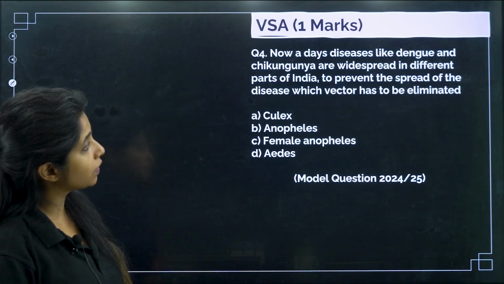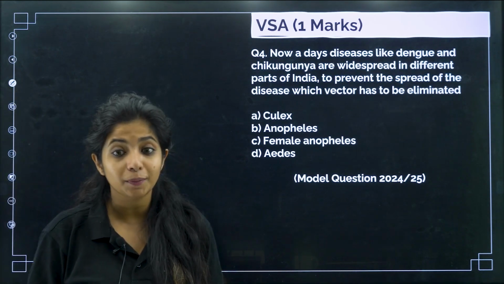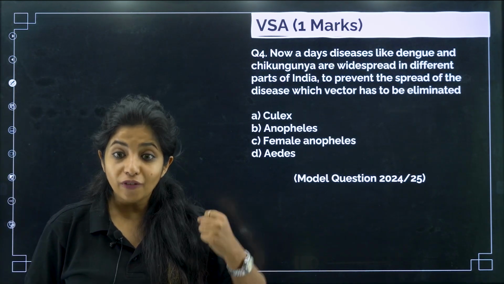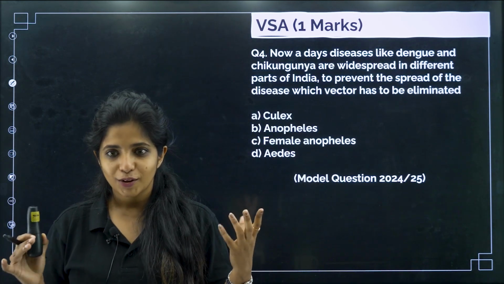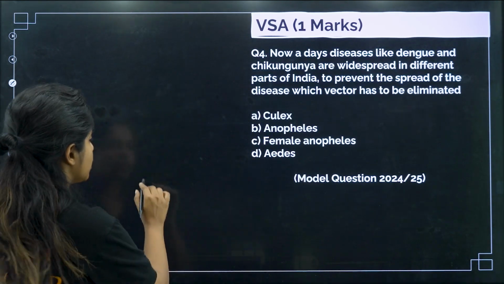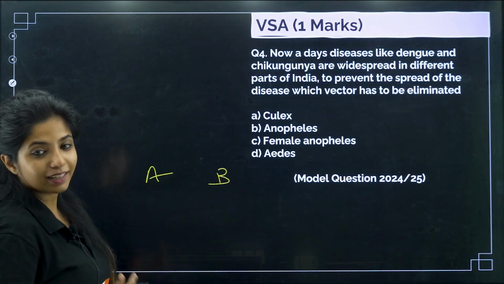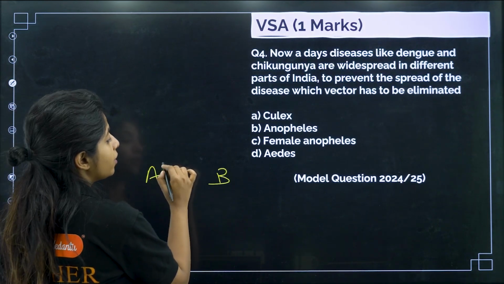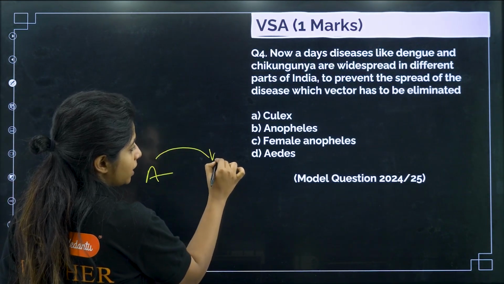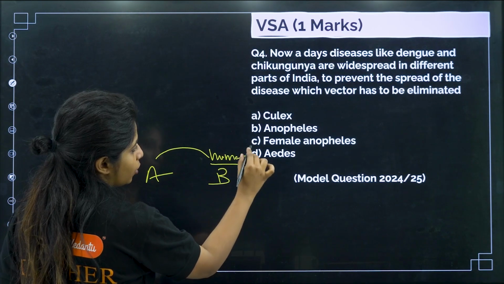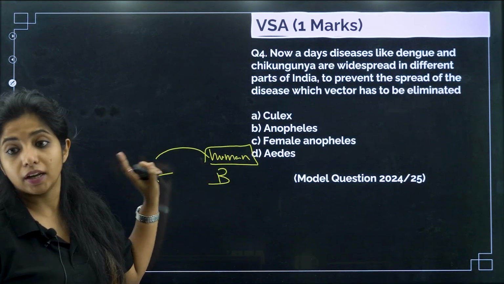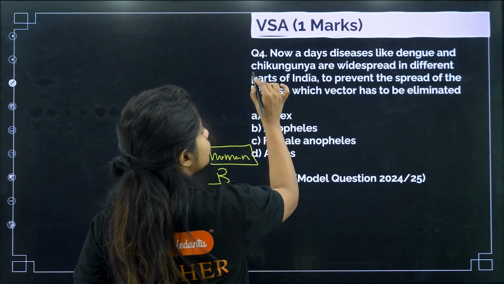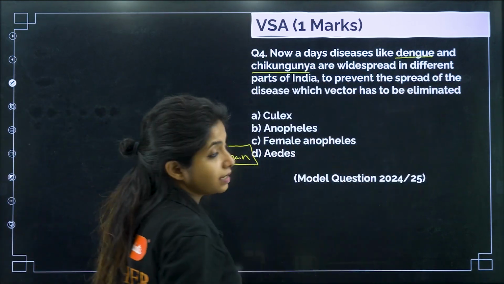To prevent the spread of the disease, which vector has to be eliminated? Vector is what, children? A vector is an organism which would be transporting the pathogen. Vector is something that will be transporting things from A to B. So, for example, here the vector will be the thing that will be transporting the pathogen from some other places to human beings or whatever organism it is going to affect. So, over here, what is the vector that is being asked? In dengue and chikungunya, who is that organism which spreads the disease?